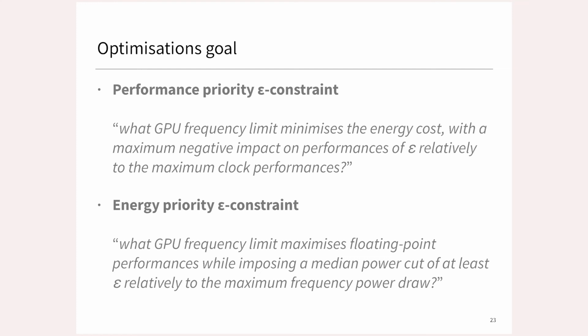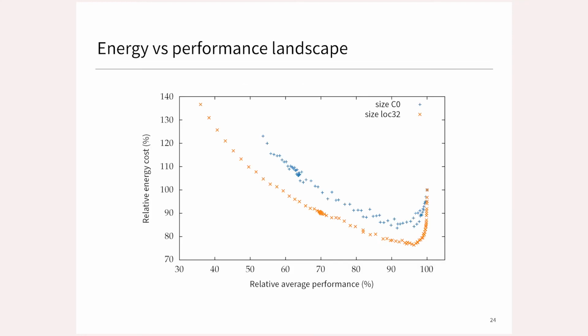So you say, I need to reduce my energy bill by 30%, period. And then the question is, what is the GPU frequency which, with this constraint, will give you the maximum performance despite the cut? This question can be answered by doing this kind of landscape plot. Here I've been showing the relative performances of the code versus the relative energy cost of the code.